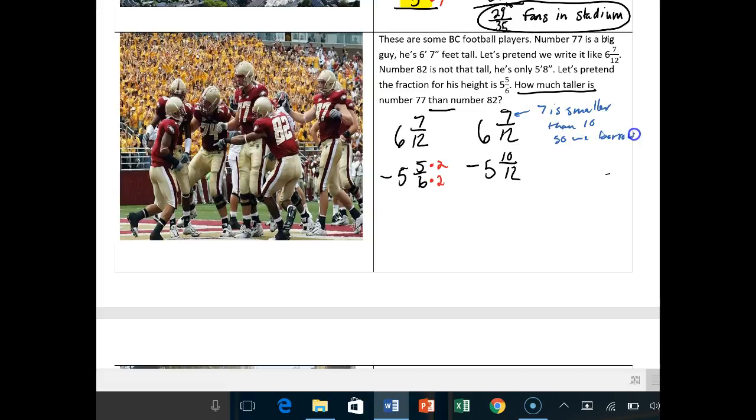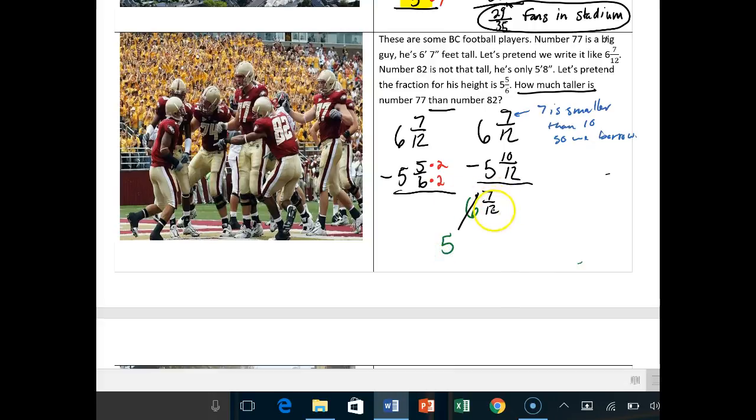We're going to borrow from the 6. So this 6 7/12, let's write that out like this. So I have 6 wholes and 7/12 is a fraction. I'm just going to put those there so you understand that this is a new part of the problem. So I'm going to borrow from the 6. If I borrow 1 whole, it becomes 5.